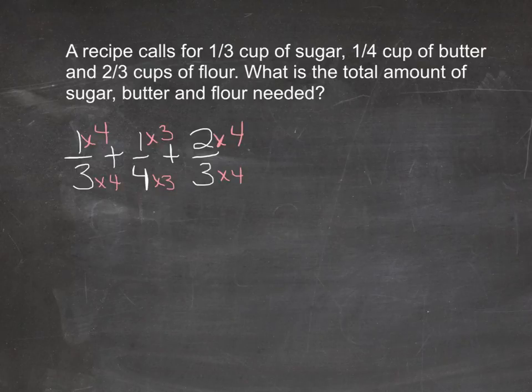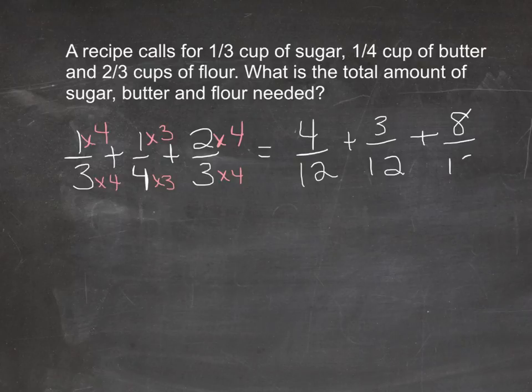Okay, so now my fractions are changing, and I have 4 over 12. They're just changing what they look like, not equivalence-wise. So 4 over 12 is the same thing as 1 over 3, plus I have 3 over 12, and then plus 8 over 12. Okay, so if I add those all together, I'll get 4 plus 3 is 7, plus 8 is 15 over 12.